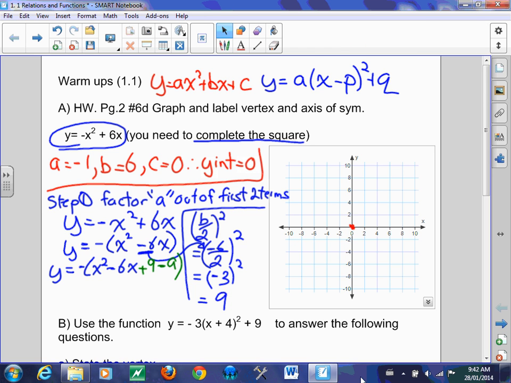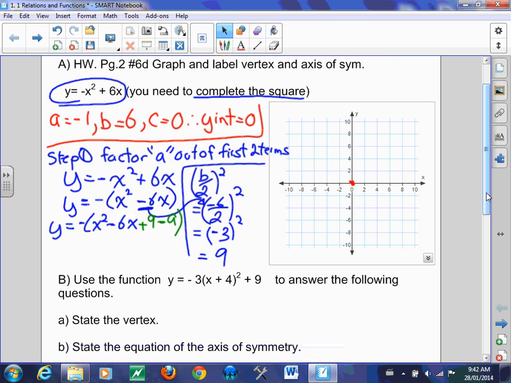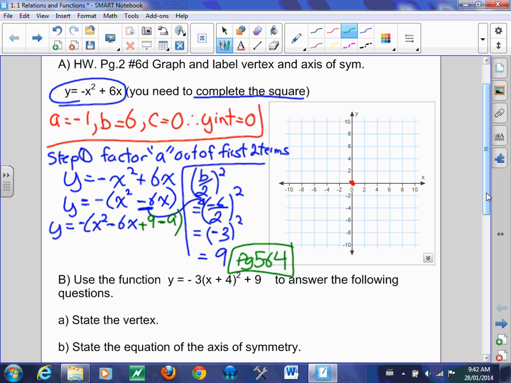Again, if you need to review this, there is a good section in the appendix. I think it's on page 564. If you need to practice some more completing the square, they're very good about, if you're stuck with something, to go there and check things out. They have a good review there.